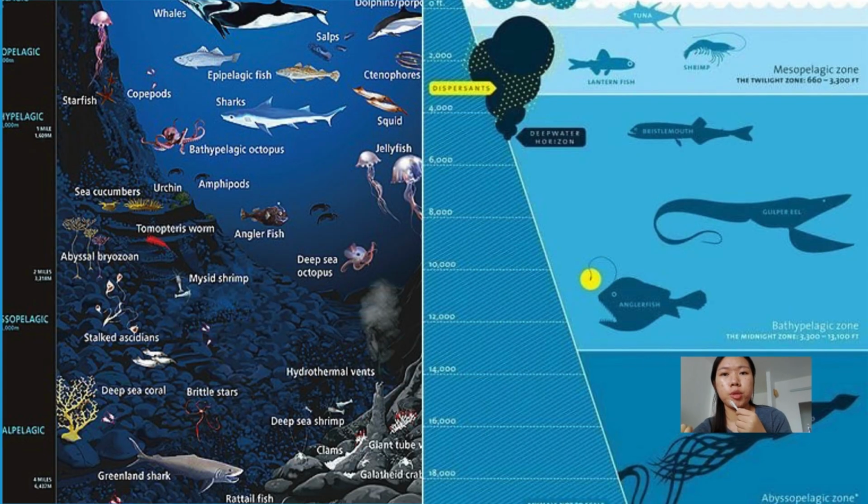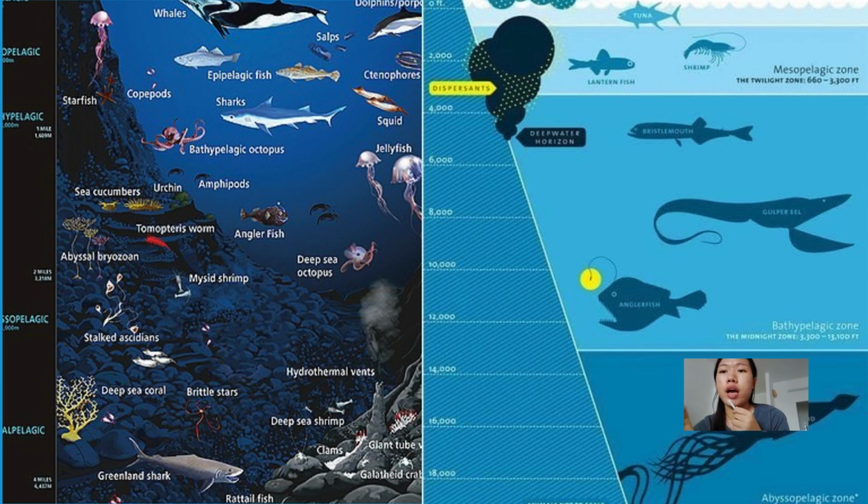As you can see from the picture beside me, the open ocean can be divided into 5 zones. The first zone is the upper open ocean, ranging from the surface to 615 feet deep. The second zone is the middle open ocean, ranging from 650 to 3,300 feet depth. The third zone is the lower open ocean, ranging from 3,300 to 13,000 feet deep.